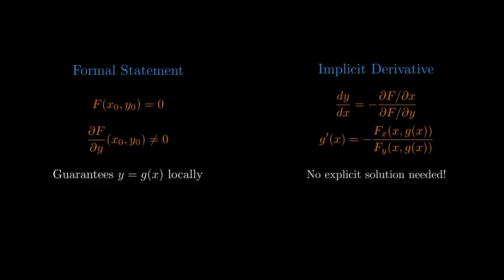Let us look at a concrete mathematical example to see how this theorem works in practice. Suppose we have the equation x squared plus y squared minus 25 equals 0, which represents a circle of radius 5. Let us test the point (3, 4), which satisfies the equation because 3 squared plus 4 squared minus 25 equals 9 plus 16 minus 25, which equals 0. We want to find the derivative of y with respect to x at this point without solving for y explicitly. First, we define our function f of x and y as x squared plus y squared minus 25. Next, we compute the partial derivatives.